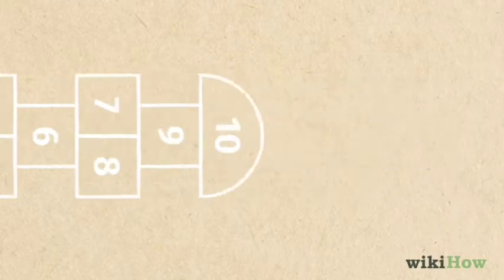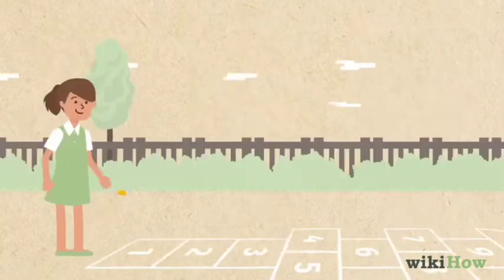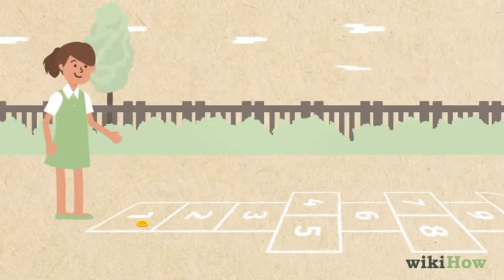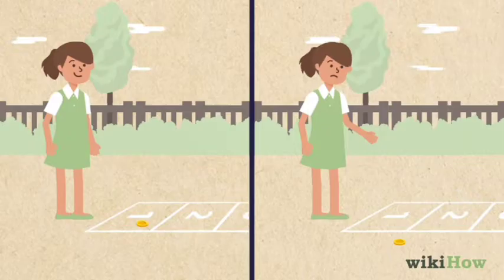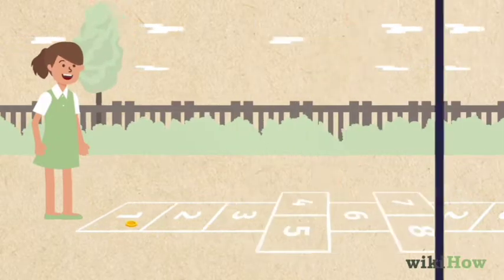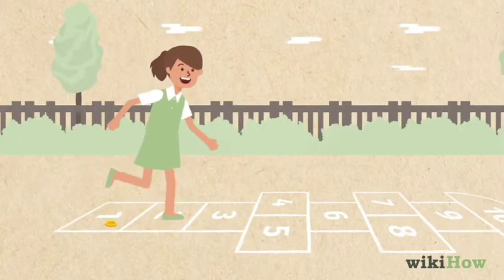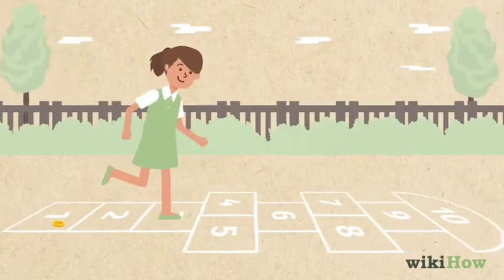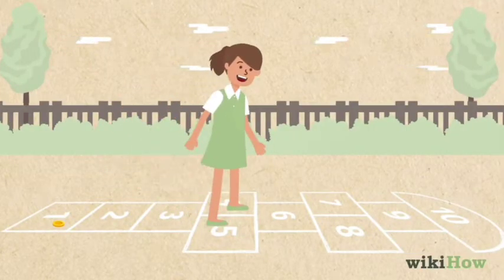Now each player gets a beanbag, bottle cap or token. The player tosses the token on the first square. If the token doesn't fall in the first square, the player loses their turn. If it does land on the first square, that player hops across each box with one leg. This is how the game is played.